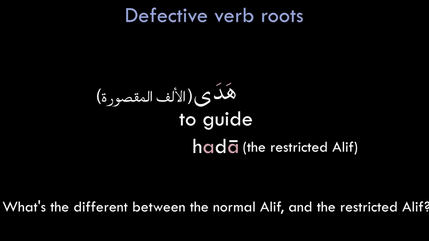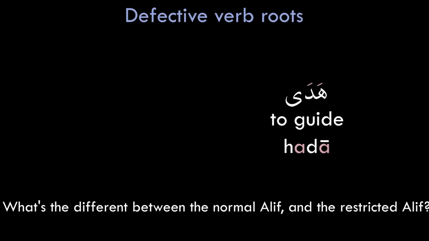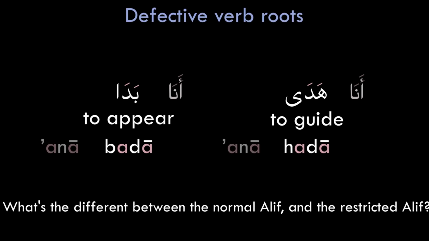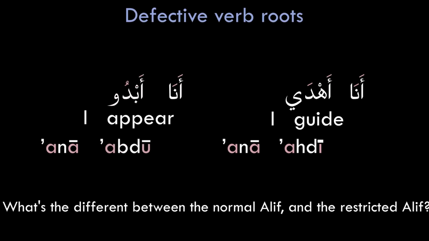To answer this question, let's take another verb with hada that ends with the normal alif. A verb such as bada. Trying to conjugate these 2 verbs in the present tense in any subject-separate pronoun. Let's take, for example, ana, I. We say for the case of the verb hada, ana ahdi, and for the case of the verb bada, ana abdu. See the difference? For the first case, the restricted alif turns to ya, and for the second case, the normal alif turns to waw.